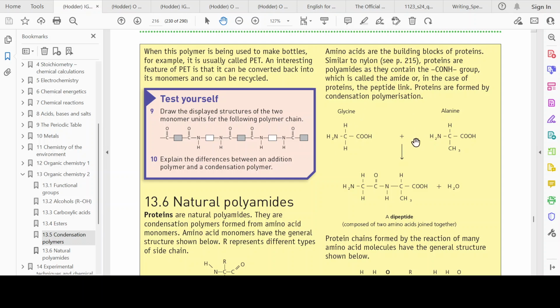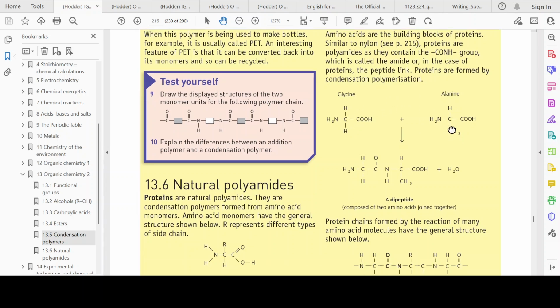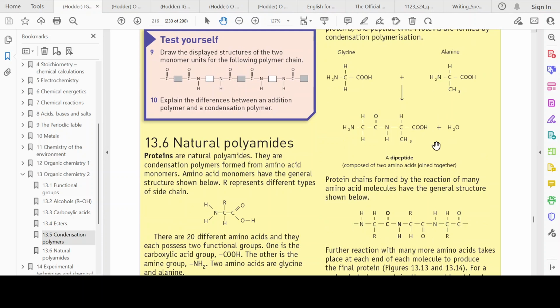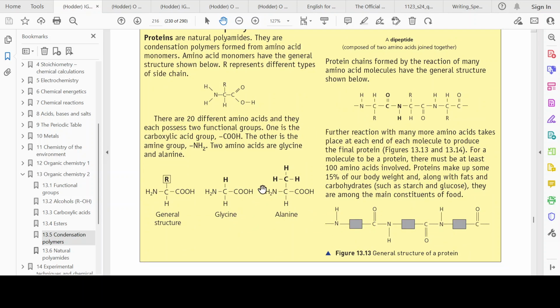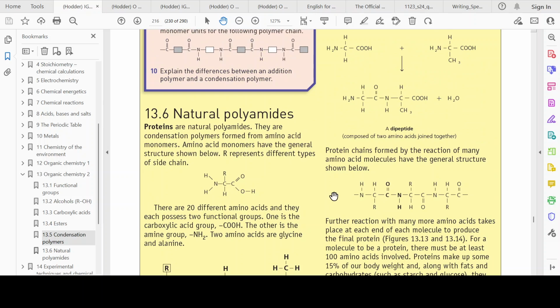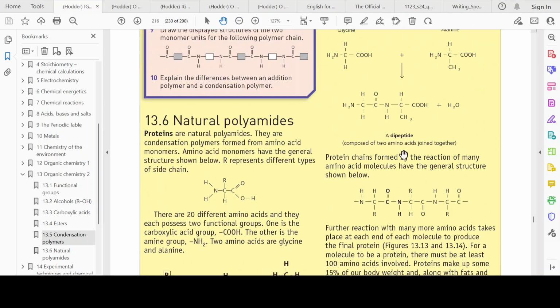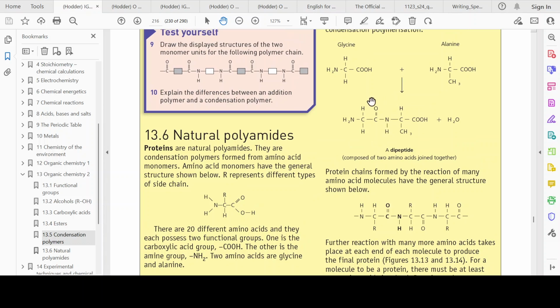And so you can have any two of these join up, again because they have both functional groups. In this case, glycine and alanine are coming together, forming a dipeptide. Again, di means two, and peptide here refers to two amino acids. In this case, it's not called an amide link, but a peptide link, a peptide bond. Just because we're talking about amino acids, in principle it's the same thing.